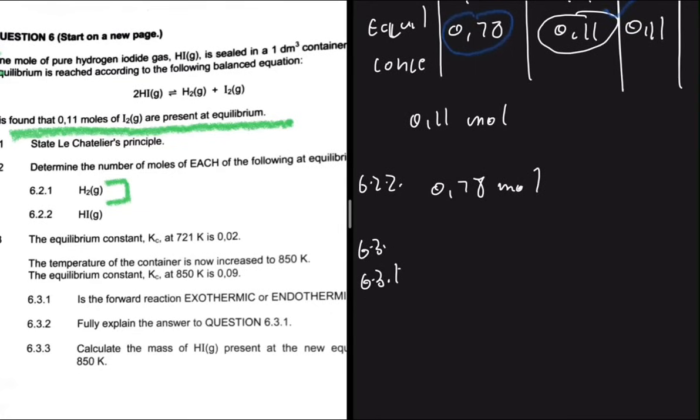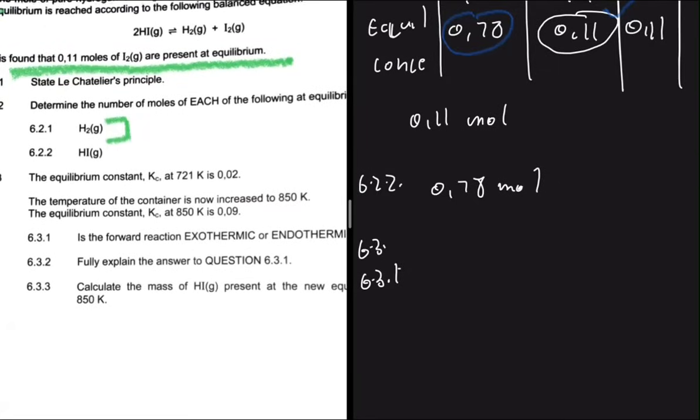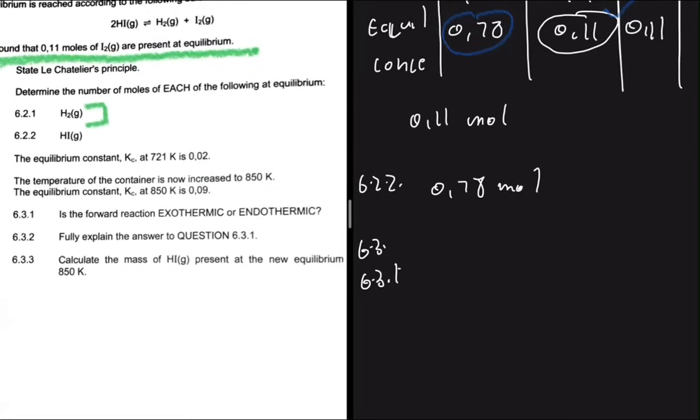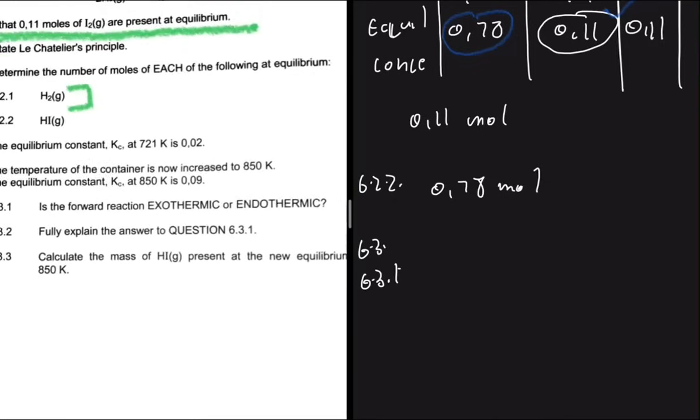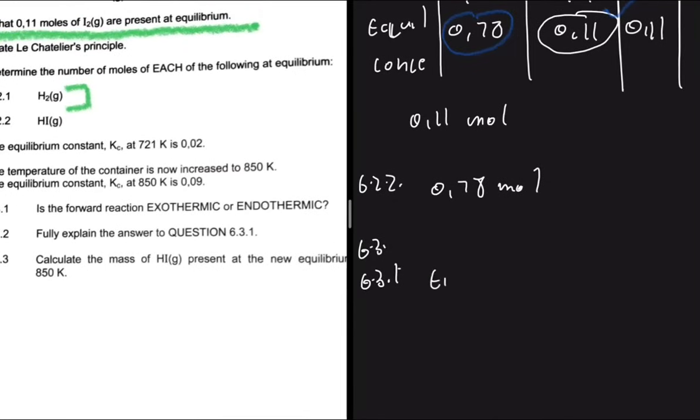6.3.1. The equilibrium constant Kc at 721 kelvins is 0.02, and then the temperature of the container is now increased to 850 K. The equilibrium constant Kc is now 0.09. So it has increased with an increase in temperature. What does that mean? The first question is: is the forward reaction exothermic or endothermic? It is endothermic.